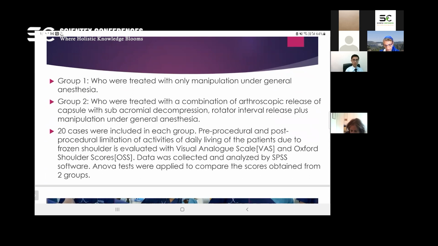Before starting the procedure, we measured the visual analog scale scores and also the Oxford shoulder score. These acted as landmarks so that we could evaluate our patients after the treatment, whether the condition of the patient had improved, was the same, or worsened. The data was collected and analyzed with the SPSS software, and ANOVA tests were performed to compare the outcome scores between the two groups.